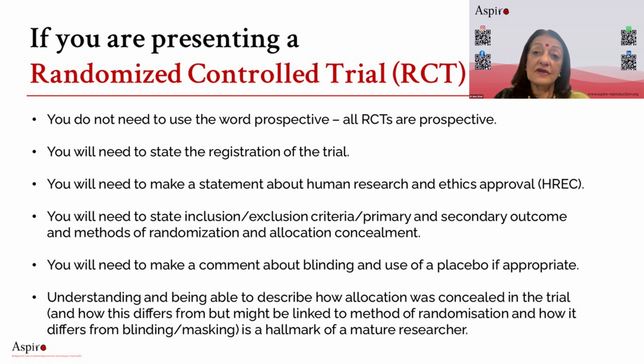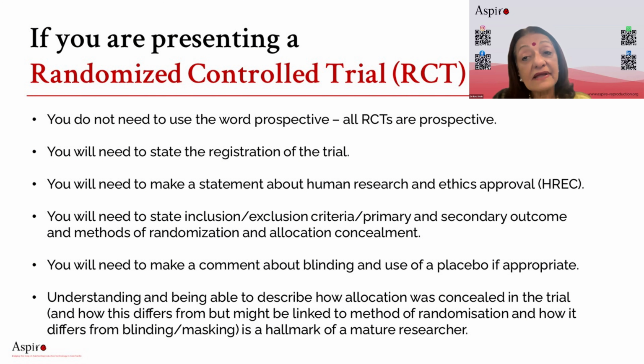Now comes the section where you're presenting a randomized controlled trial. When you present an RCT, you do not need to use the word prospective because all RCTs are prospective. You will need to state the registration of the trial. You will also need to make a statement whether it is human research and ethics approved presentation. You will need to state the inclusion and the exclusion criteria, the primary and the secondary outcome, and the methods of randomization and allocation concealment which you have followed.